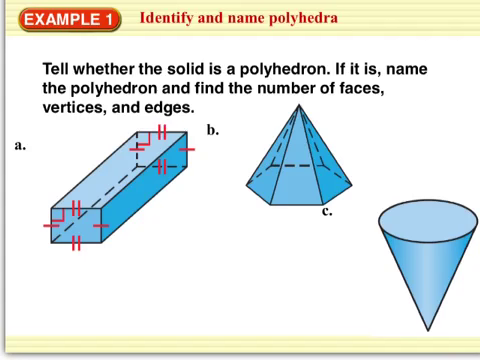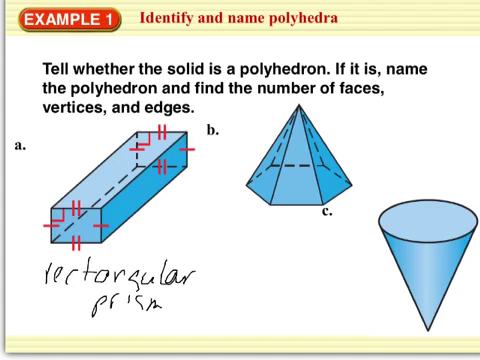Tell whether the solid is a polyhedron. If it is, name the polyhedron and find the number of faces, vertices, and edges. Here, this first one, A, it is a polyhedron, and if I set it on any different base, the base would be a rectangle. So it is a rectangular prism.